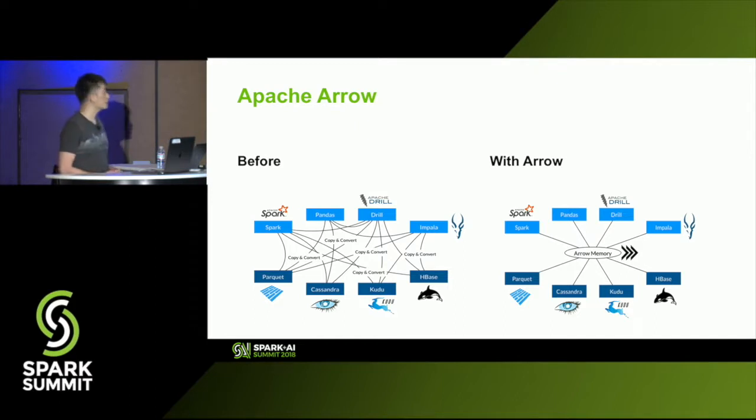And on the right side, with the introduction of Arrow, if everyone can just convert to Arrow format, or have a converter from the internal memory representation to Arrow, then it's much easier to talk with each other. And that's exactly what we did with Spark and Pandas on this graph.